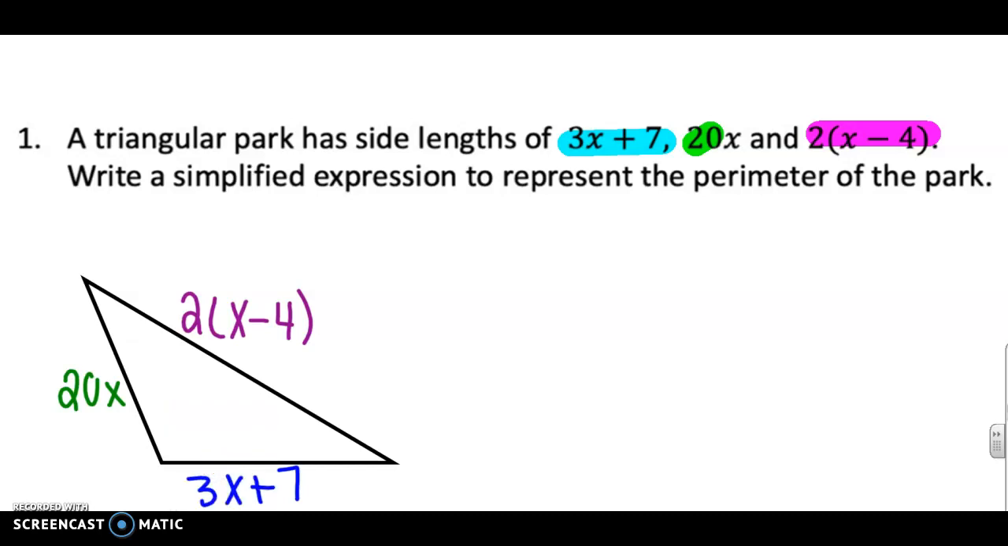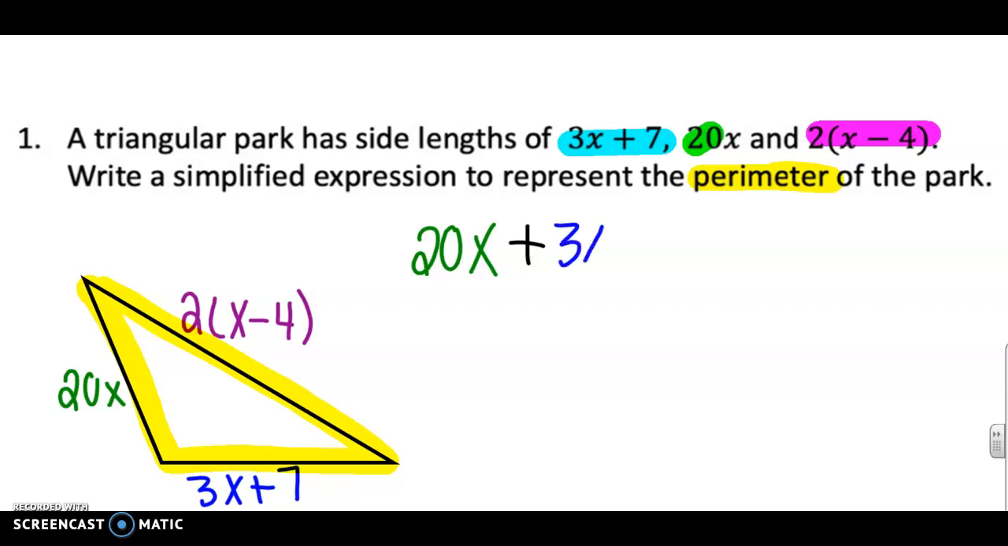So this vocabulary word here, perimeter, we have to remember what that means. The perimeter is the distance around the outside of our triangle. So the perimeter is the distance around the outside. So to write a simplified expression to represent that, we need to add up all the sides. So we're going to start by saying 20x, we're going to take our green side, plus this bottom side here, which is 3x plus 7, so plus 3x plus 7. And then we have to add in the third side, so plus 2 times the quantity x minus 4.